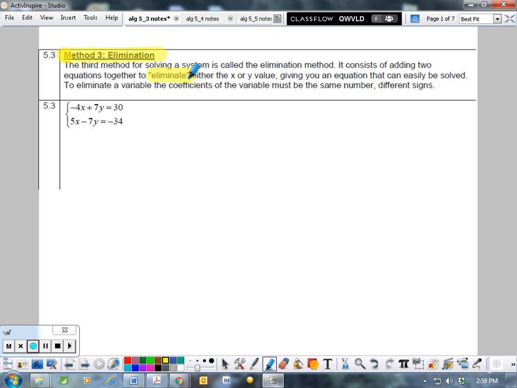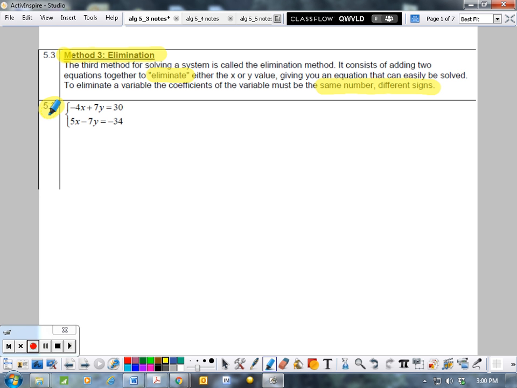Now, to be able to eliminate a variable, the coefficients, or the numbers in front of the x's or the numbers in front of the y's, must be the same number, different signs. So that's our number one goal: do we have the same number, different signs? When I look at my system, I want to look, do those x numbers match or do those y numbers match? And if they don't, then there's a certain thing we have to do before we can add them together.